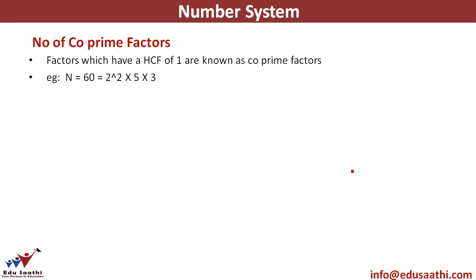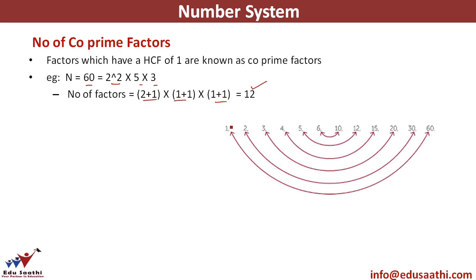So, if the number that I give you is 60, which can be written as 2 square into 5 into 3, I can find the number of factors, which is (2 plus 1) into (1 plus 1) into (1 plus 1), coming out to be 12. These factors, if I write them down, are 1, 2, 3, 4, 5, 6, 10, 12, 15, 20, 30 and 60. The product of equidistant factors would give you the number itself. So 2 into 30, 3 into 20, 4 into 15, 5 into 12 and 6 into 10. You can also look at the fact that the number of factors is even. That means it is not a perfect square.